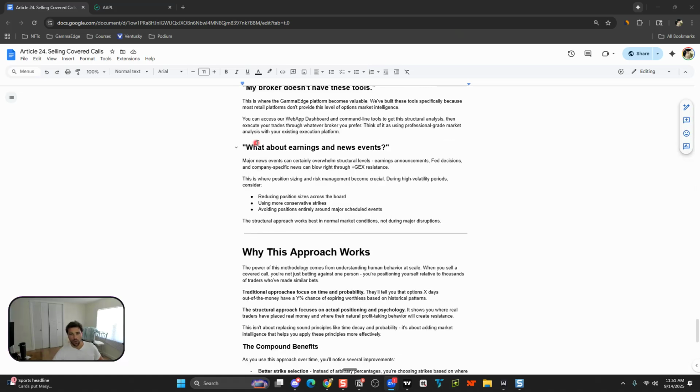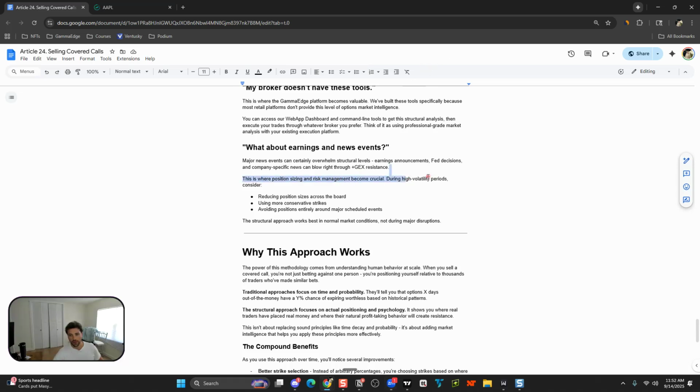And then lastly, what about earnings and news events? Right. And major news events like these can certainly overwhelm structural levels. Earnings announcements, Fed decisions, company specific news, price can certainly blow through plus GEX resistance. It's impossible to say how something is going to react to a major news event. And if someone is guaranteeing you that they do, I would probably run for the hills. We just wanted to be transparent about that, but that's where position sizing and risk management becomes critical.